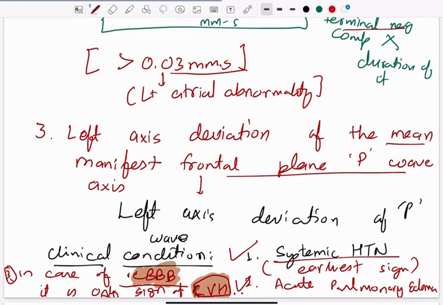So guys, now here I will end this discussion about left atrial abnormality. So you now know how to look for it.